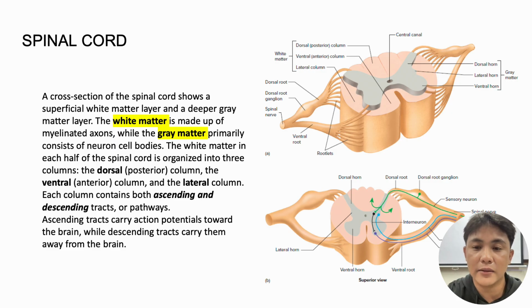Ascending tracts carry sensory information towards the brain, such as pain, temperature, and touch. Descending tracts carry motor commands away from the brain, going to muscles and glands of the body.